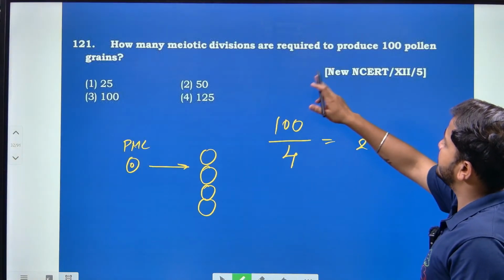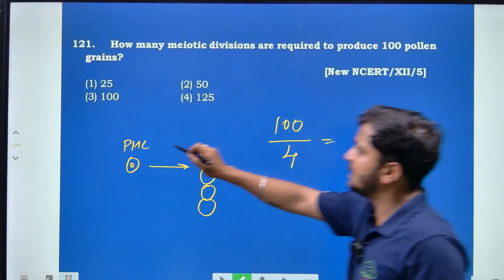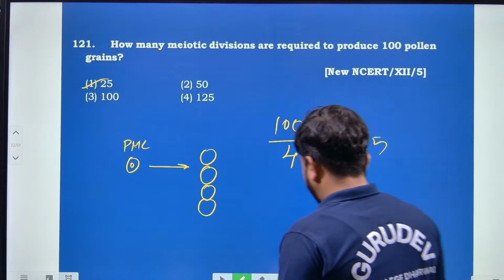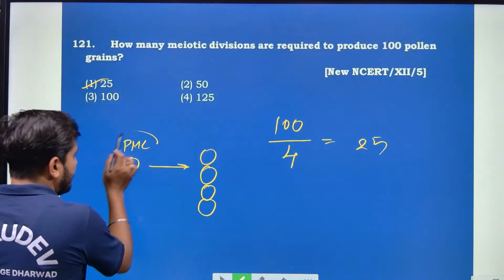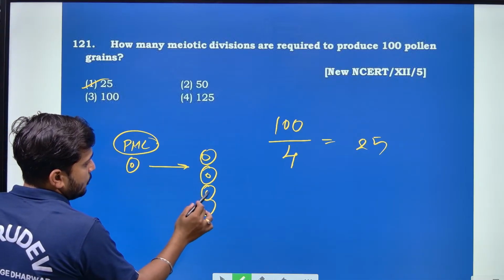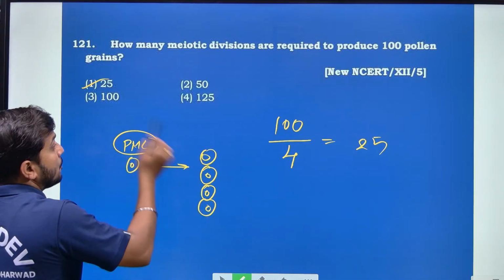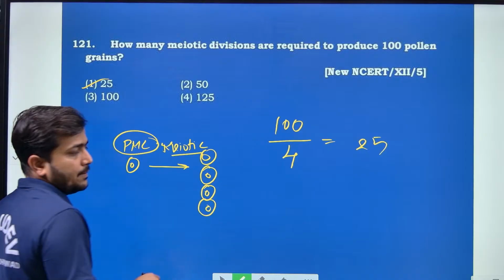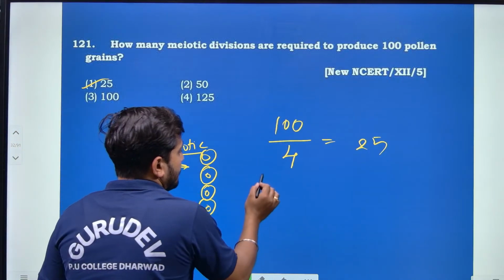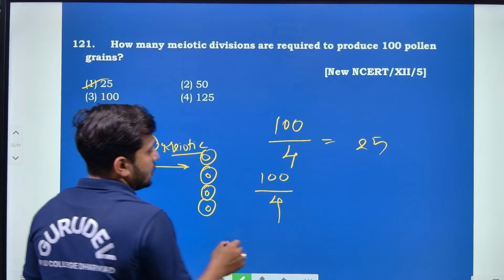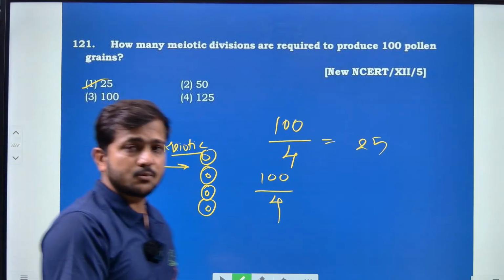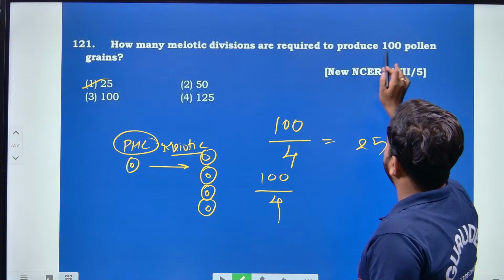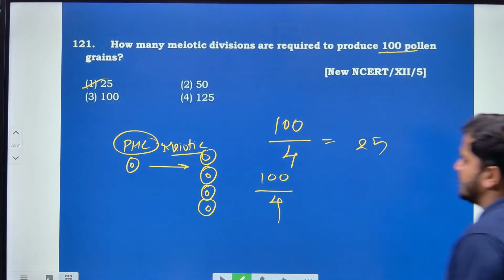So how many meiotic divisions are required to produce 100 pollen grains? That is nothing but 25. So option 1 is correct. Why have I taken it as 25? Because one pollen mother cell forms 4 cells in a single meiotic division. So the total pollen grains they have told is 100, divided by 4, because 4 cells result from each division. So the answer is 25.